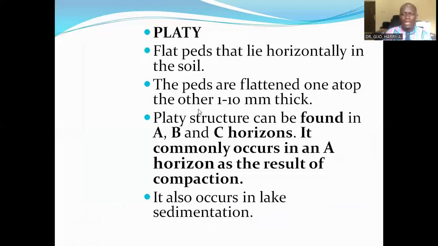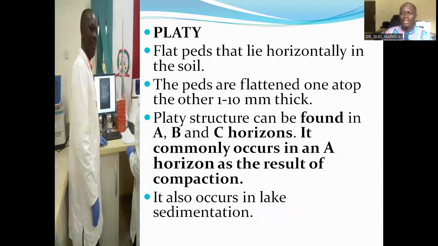The next type of soil structure is the platy structure. The platy structures are flat peds that lie horizontally in the soil. The peds are flattened, one on top of the other, and they are usually 1 to 10 millimeters thick. Platy structures can be found in A, B, or C horizons. They are usually found in the A, B, and C horizons of the soil.